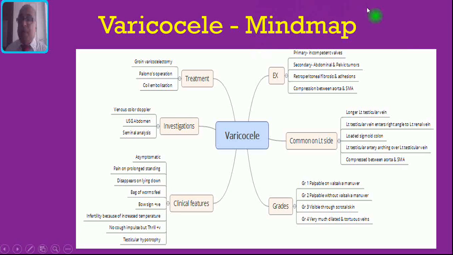I have told you the importance of mind map several times, especially for the students. It will be very helpful for doing a very quick revision during your exam time.